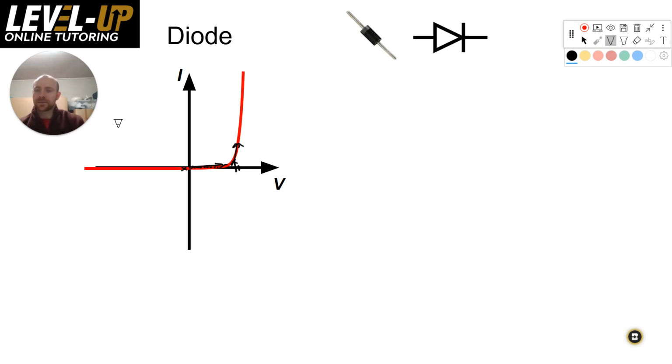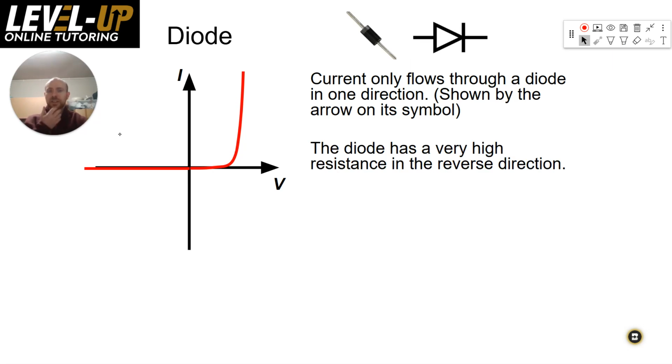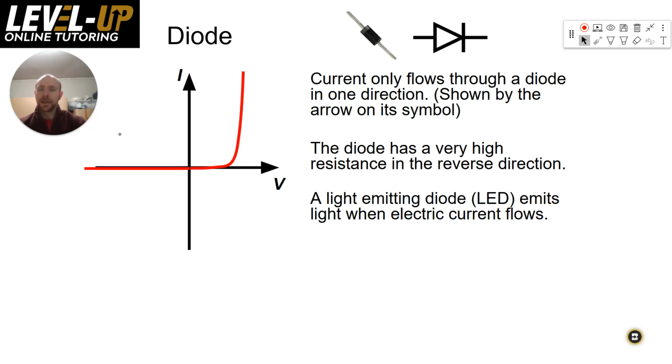If you reverse that battery and you gave it some negative voltage, however large that voltage or potential difference is, you're never going to get a current. In other words, the current in a diode only flows in one direction. And it's got this symbol showing you that the current only flows in that direction, the direction of that arrow. So current only flows in one direction, shown by the arrow on the symbol. The diode has a very high resistance in the opposite direction.